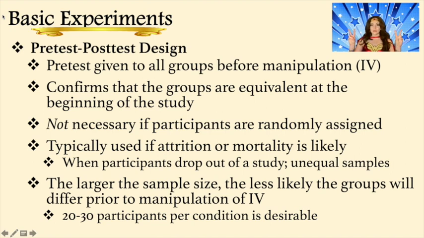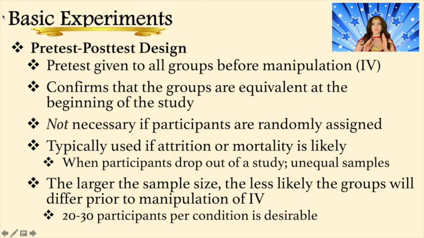So if I have two conditions of exercise, either exercise for 30 minutes or don't exercise at all, those are two levels, two conditions. I would want to have 20 to 30 participants in one and 20 to 30 participants in the other. So anywhere between 40 to 60 participants would be a powerful sample size for this type of experiment.